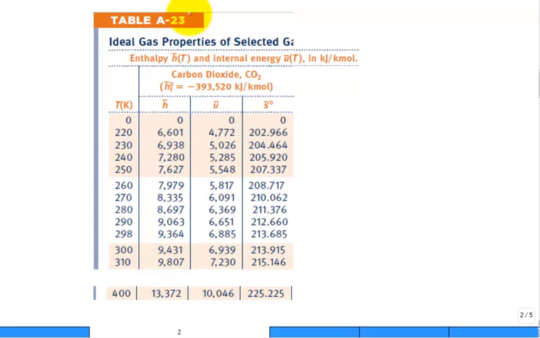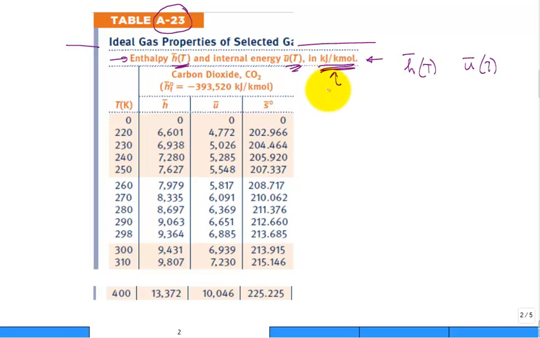So yes, we go to table A23, and its title is Ideal Gas Properties of Selected Gases. I cut and paste and moved this information, which is in the header, over so it can be seen. They're saying that the enthalpy, H bar as a function of temperature right there, and the internal energy, U bar as a function of temperature right there, are in units of kilojoules per kilomole. So it helps us be clear what the units are.